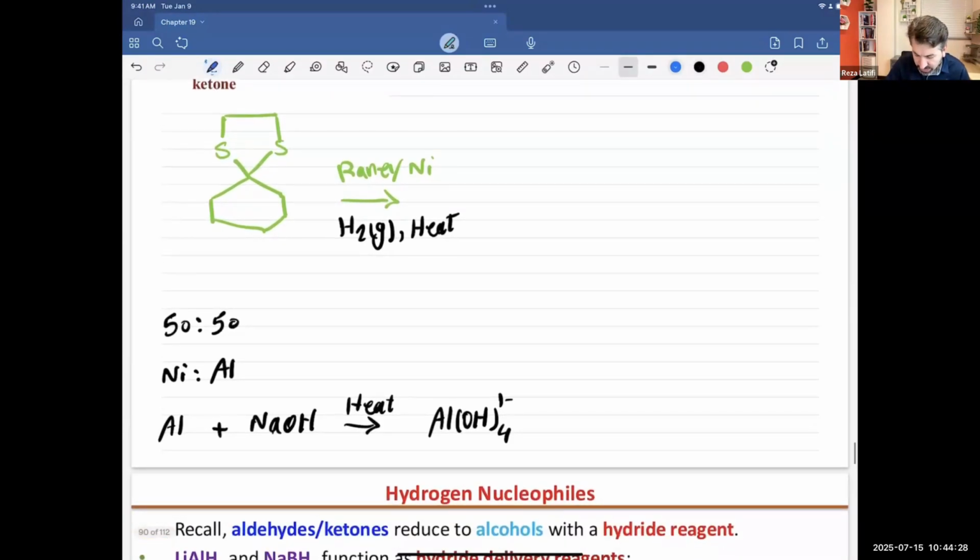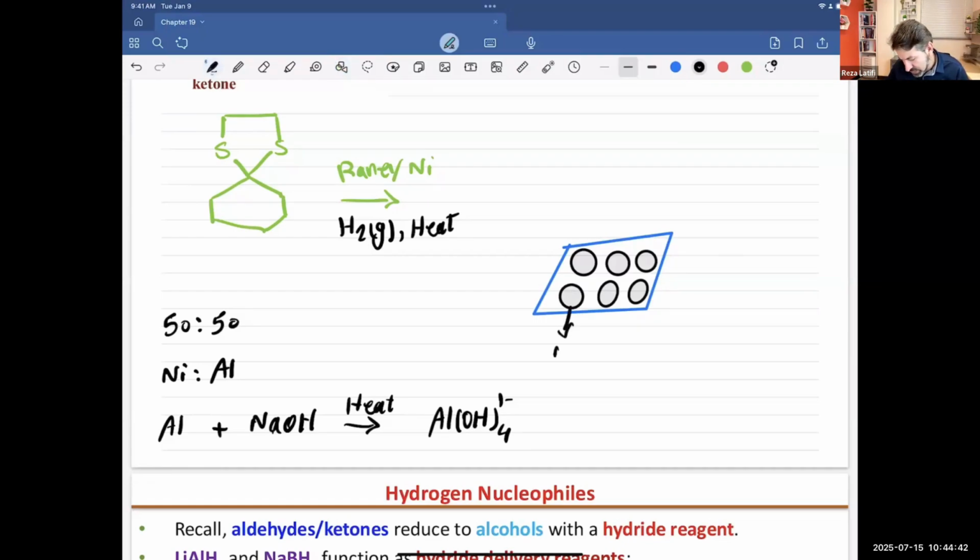So imagine you have such a surface, and on this surface you have a bunch of, let's say, circles here. Those circles are nickel. So we're going to say we have a nickel atom there. Now your substrate, whatever you have. So let's say our molecule reactant is supposed to attach to those nickel atoms.